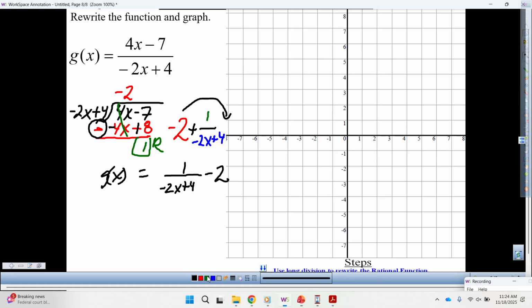All right, let's graph that. We start with our parent function, f of x equals 1 over x. That means we need our HA, f of x equal to 0, our VA, x equal to 0. Technically, we have a point 1 up, 1 to the right, and this one.